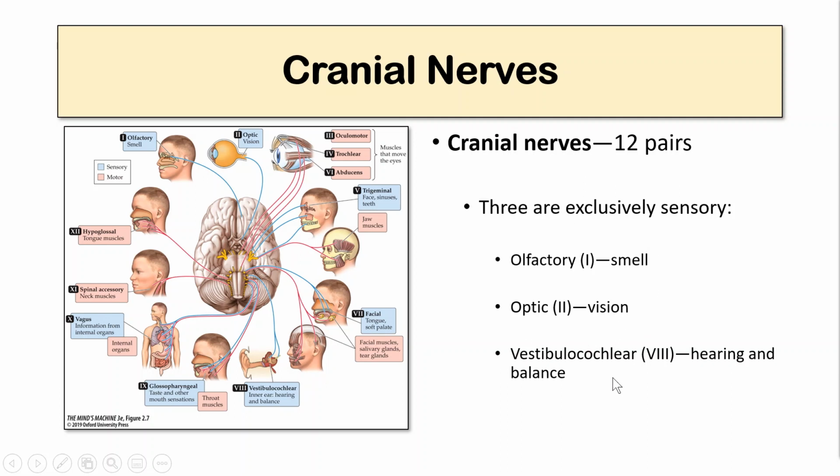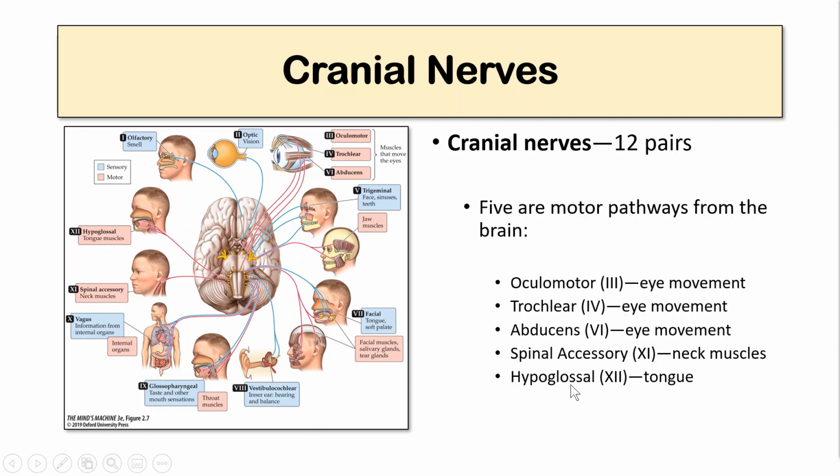And then cranial nerve 8 is the vestibulocochlear nerve. Vestibular sense is a sense of balance. The cochlea is that organ in your ear, so hearing and balance are involved in cranial nerve 8. Now cranial nerve 8 is way down here, attaching there. So these 3 cranial nerves are exclusively sensory information. So sense of smell, vision, hearing, and balance.